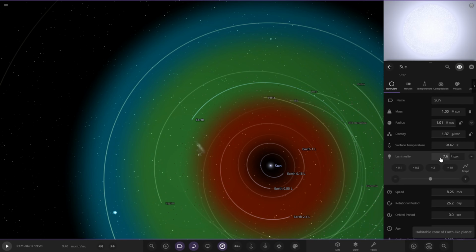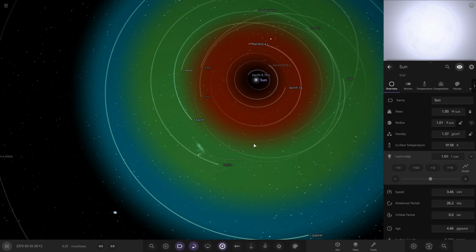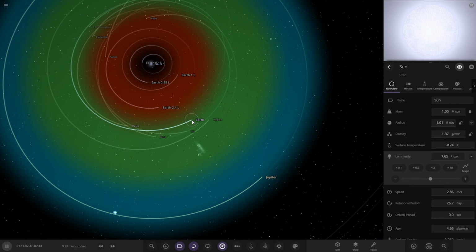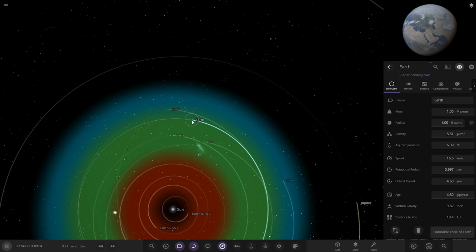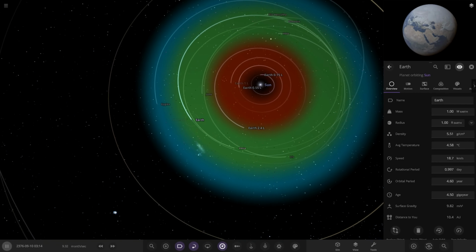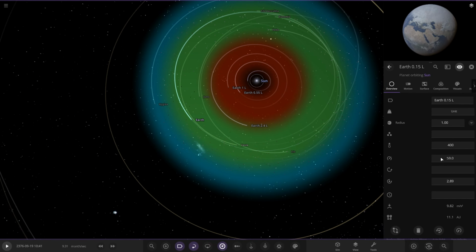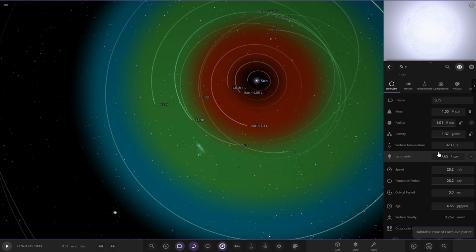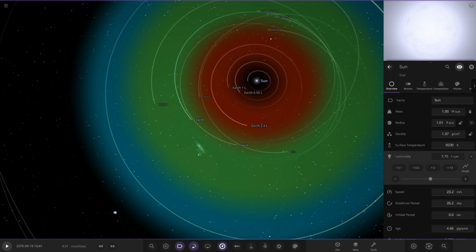So 7.65. And back to the Earth. Okay, so it goes all the way down to 5, 4, 3. Okay, now so it's still going a little too cold for my liking. We want it to be in that sort of range. 7.75.